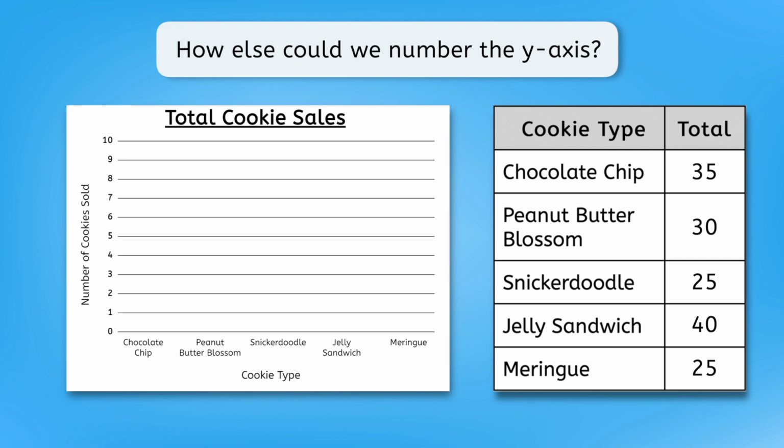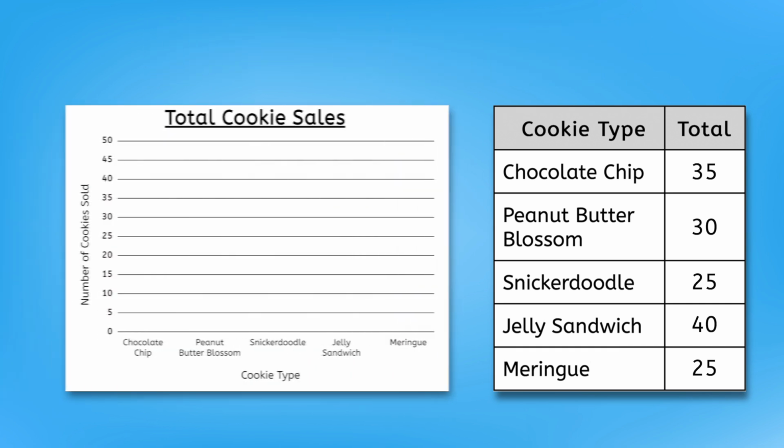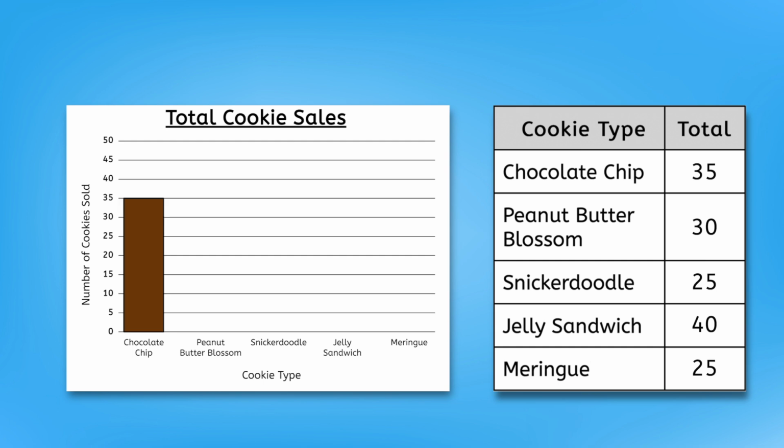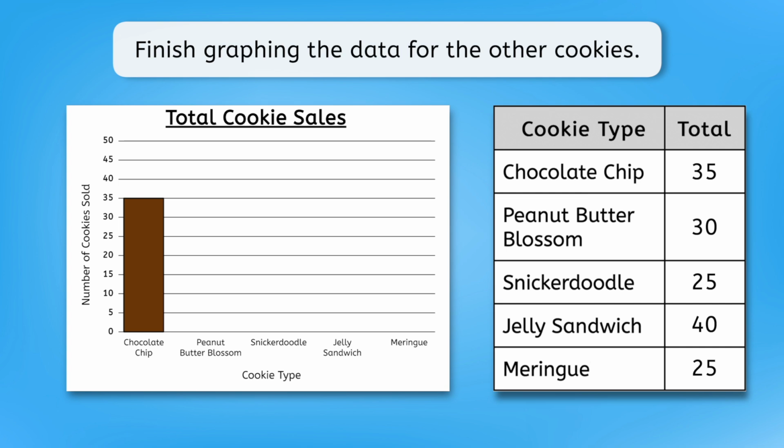The smallest number in our data set is 25, while the greatest number is 40. So we know we need at least enough room to get up to 40. Notice how all the amounts we sold are numbers ending in 5 or 0. Instead of counting by ones, what else could we count by? We can choose to skip count by 5s on our y-axis to help the data fit more easily. So now our y-axis goes from 0 to 50. Skip counting by 5s instead of 1s. We could show 35 above chocolate chip by building a rectangular bar that goes from 0 to 35. Pause here to finish graphing the data for the other cookies.